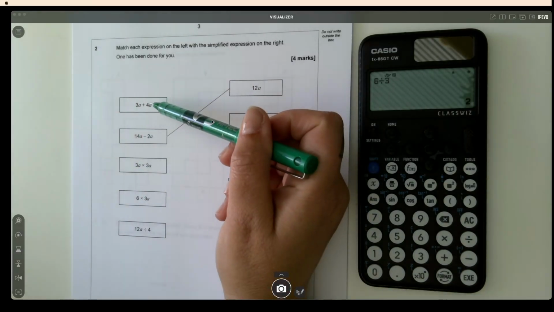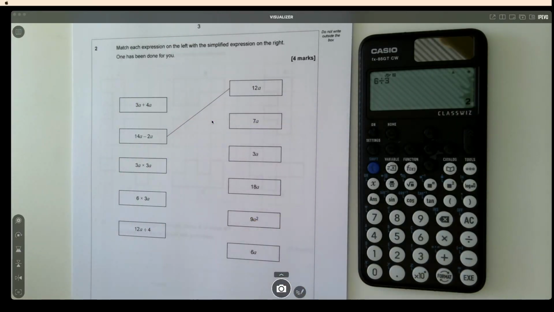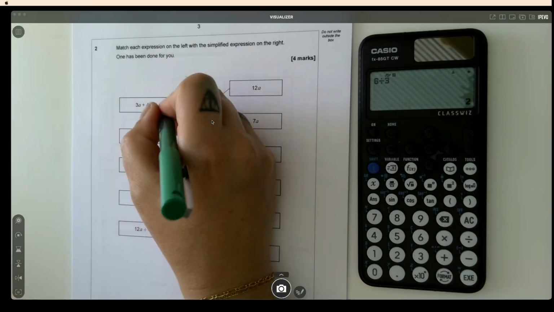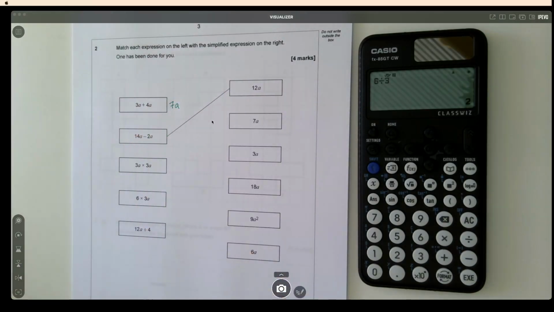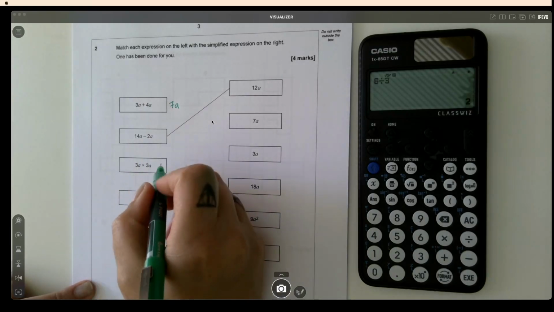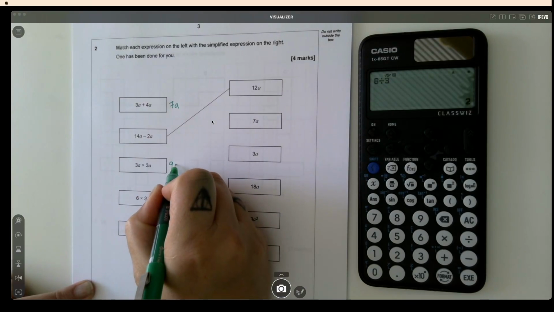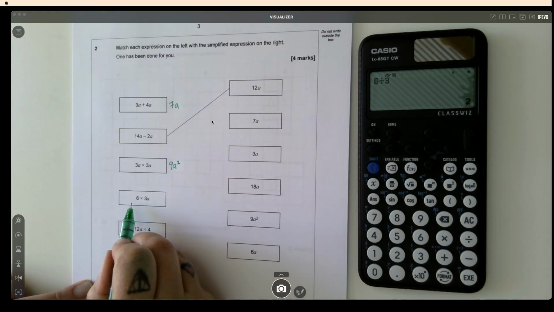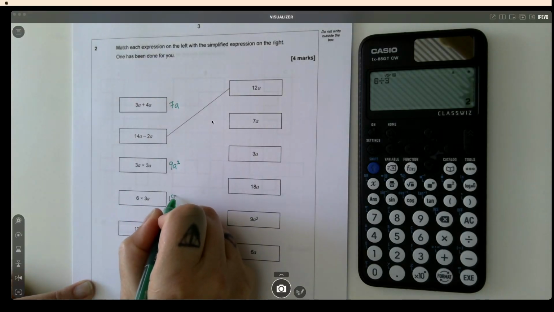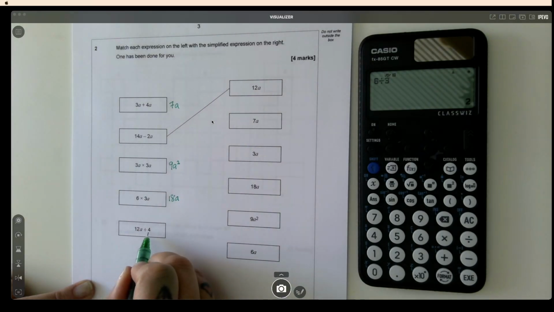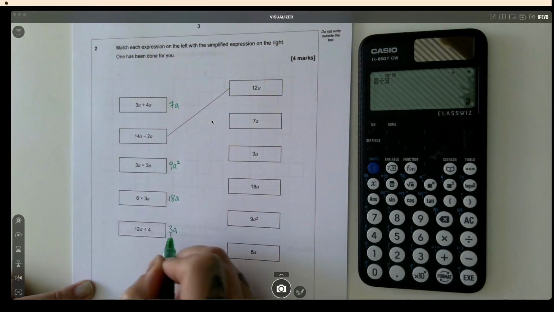So the first thing I'm going to do is go down this left-hand side and simplify each of these expressions. So 3a add 4a is 7a in total. 3a times 3a, so 3 times 3 is 9. A times a would be a squared. 6 times 3a, 6 times 3, 18. A, and then 12a divided by 4. Well, 12 divided by 4 is 3, so that would leave me with 3a.